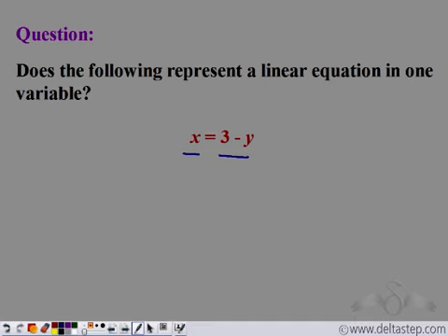Now, what are the variables? We have a variable x and a variable y. So this equation has two variables. So it cannot be a linear equation in one variable. So we say that this equation is not a linear equation in one variable because it has two variables, x and y.